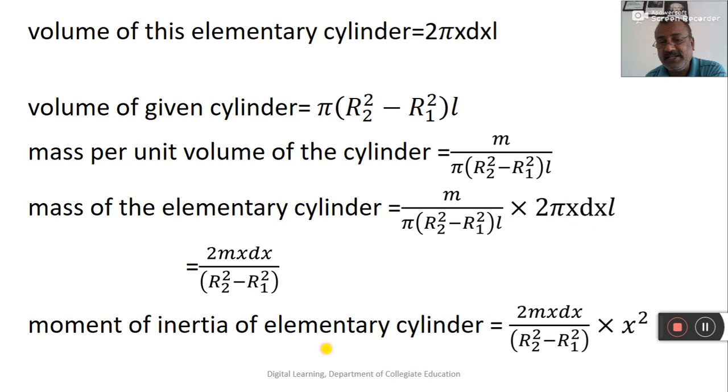Moment of inertia of a cylinder can be written as follows. This is the mass of the elementary cylinder and x is the distance from the axis. Hence, m r squared, as we have written in the last PPTs, here we have written as x. Therefore, m x squared, that is the moment of inertia, can be written ultimately as 2 m x dx divided by R2 squared minus R1 squared into x squared.